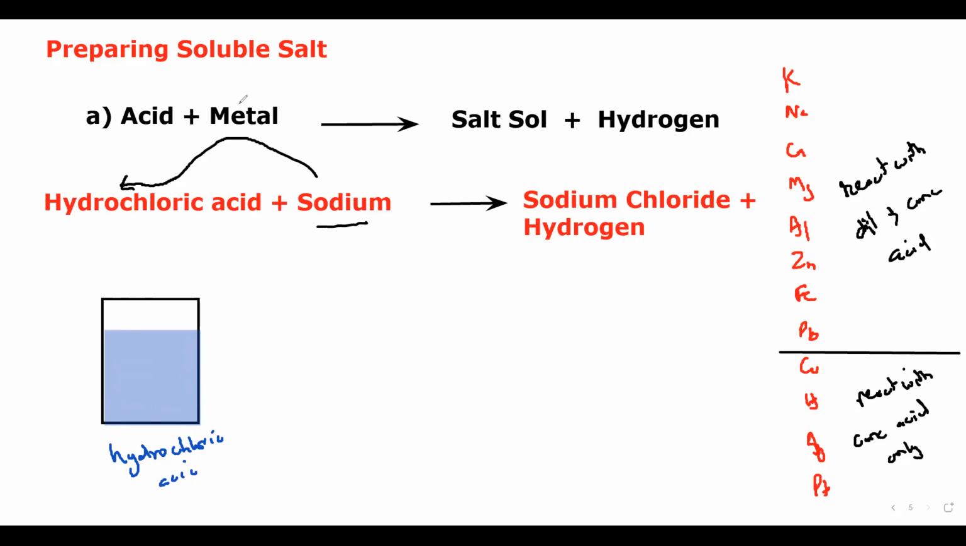and then what will be the state? Acids are aqueous. Aqueous means acids are always dissolved in water or solution. What is the sodium metal? It will be solid. So we'll take a piece of sodium. So this is a sodium metal.